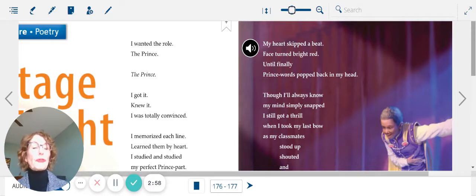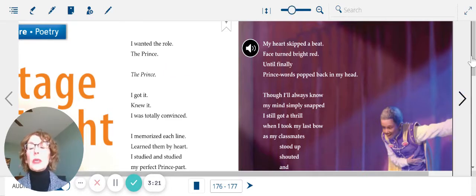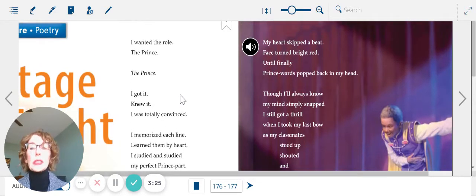I was totally convinced. All right, let's just take a moment here to talk about and identify some literary techniques. The first one I notice is repetition. When they repeated the prince, the prince, of course, they want to emphasize how important this role is and how important the role is to the person in the poem. And then I did hear some rhyming. Again, it was the ending vowel sound that I heard.